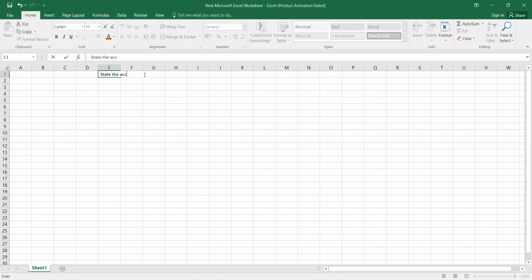Okay, so state the accounts affected by the following transactions and classify them.